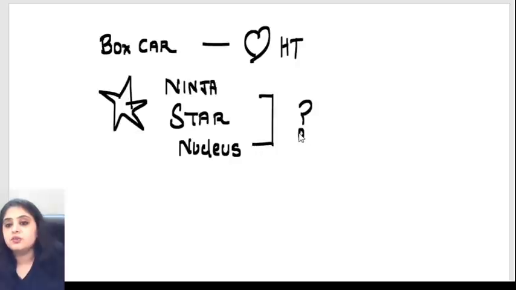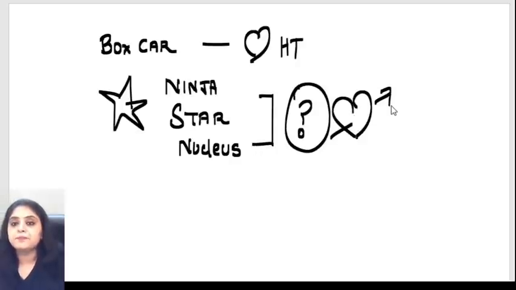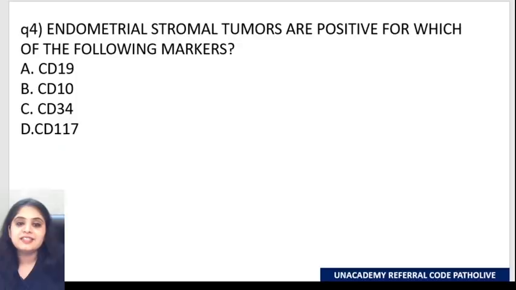So ninja star nucleus, which condition of the heart is going to show you the same? Some cardiomyopathy, just to drop a hint out there. Okay, having said that, moving on to question number 4.